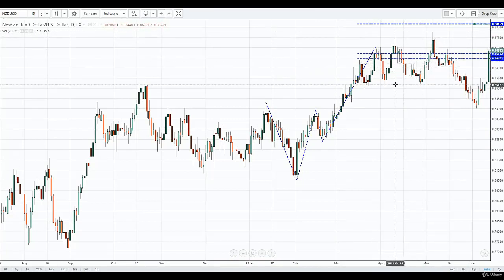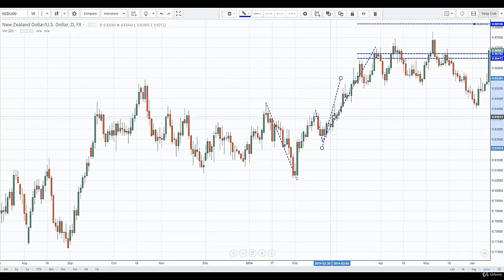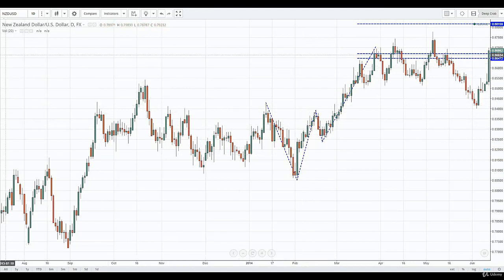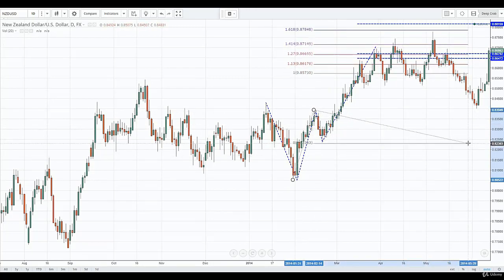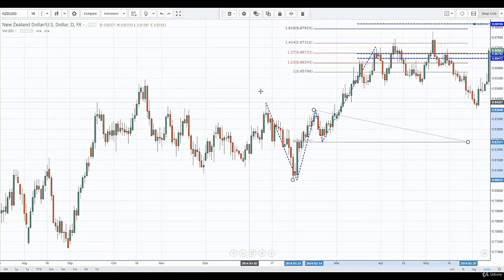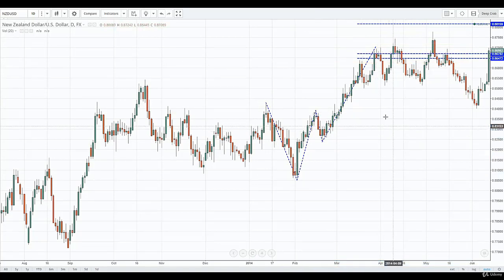So we can also check where the ABCD comes in. ABCD would have come in a little bit lower. We can actually see where the 127 ABCD comes in at, and it looks like that's going to come in right there at that same level. So we'll just leave that up there. So everything comes in real tight right in here.